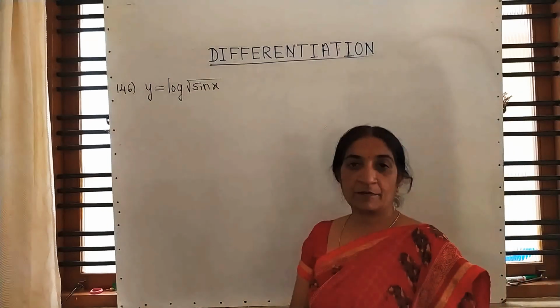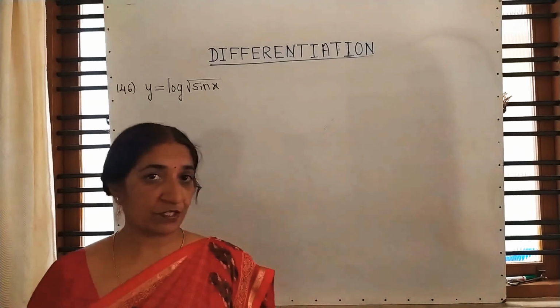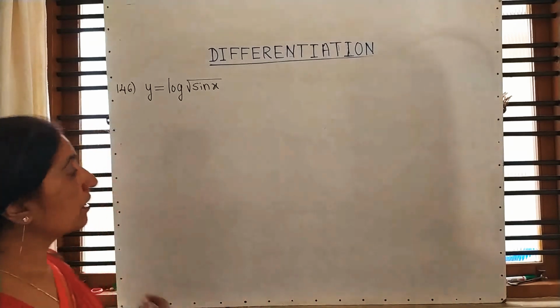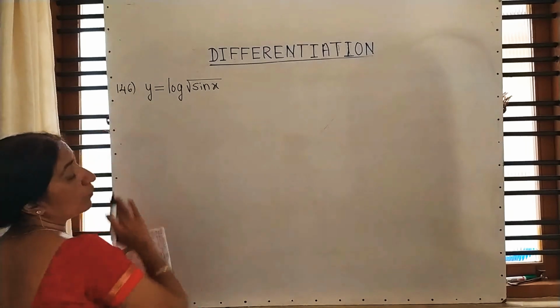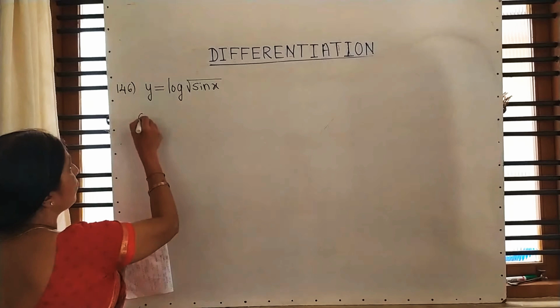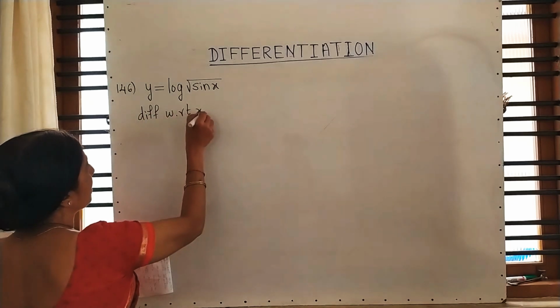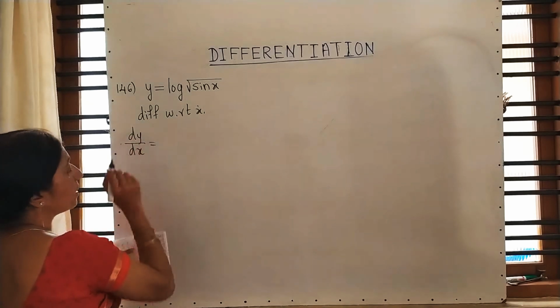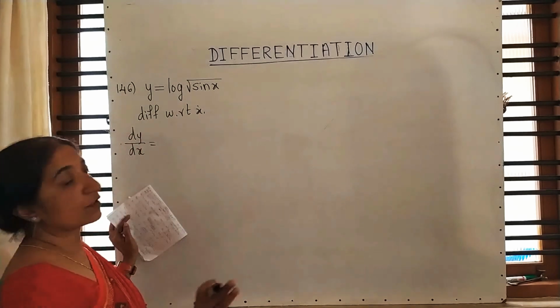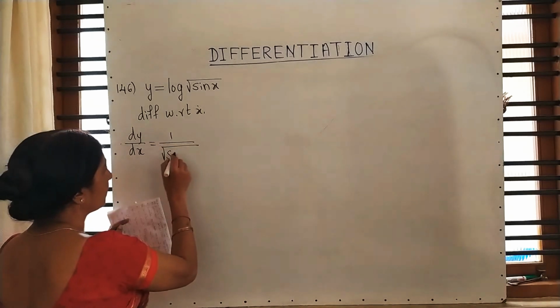Hello students, welcome back. We already started the differentiation of composite functions and saw so many examples. Continuing with those examples, see that y is equal to log of root sin x. When you observe this question, it is in the form of log x. Then what is the differentiation of log x? Differentiation of log x is 1 by x. In place of x we have root sin x.